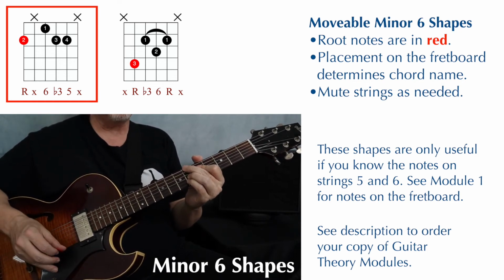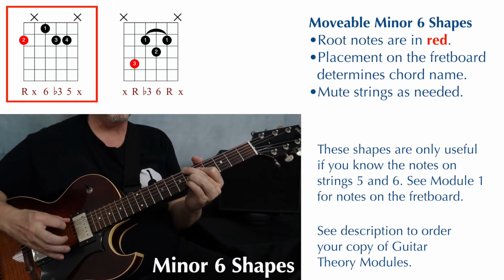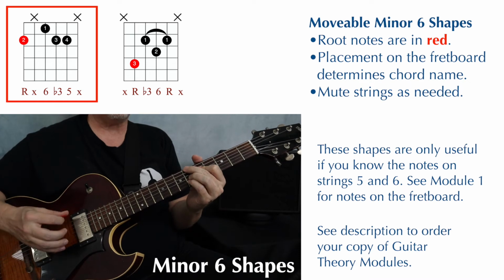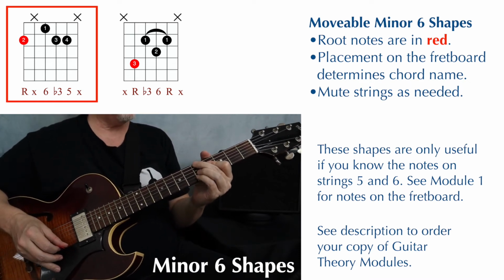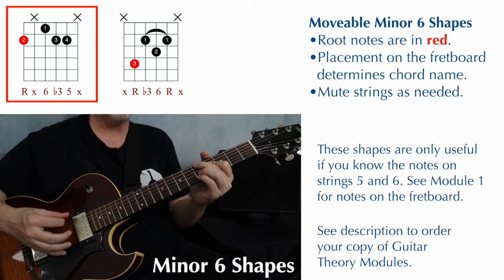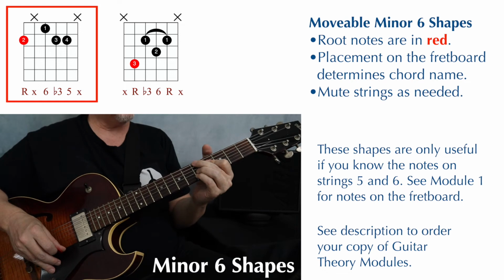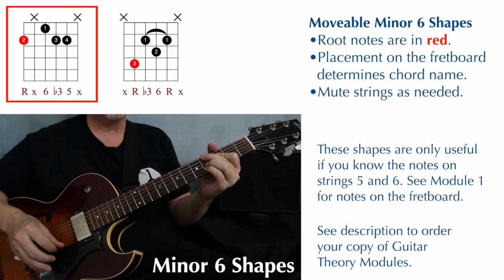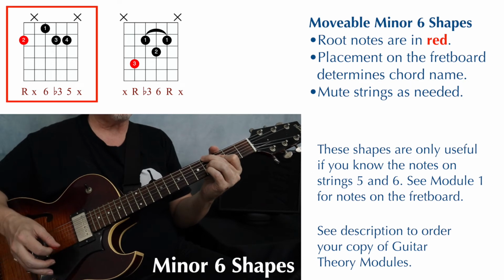This happens to be a B flat minor 6 that I'm playing because I'm placing the root of the shape on the B flat, string 6, fret 6. If I move everything down a fret, so now the root is on the A, string 6, fret 5, now it's an A minor 6. And if I move it one more fret, on the A flat or G sharp, depending on how you think of it, it's an A flat minor 6.